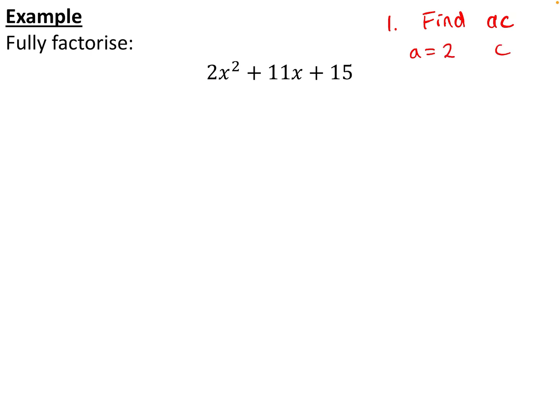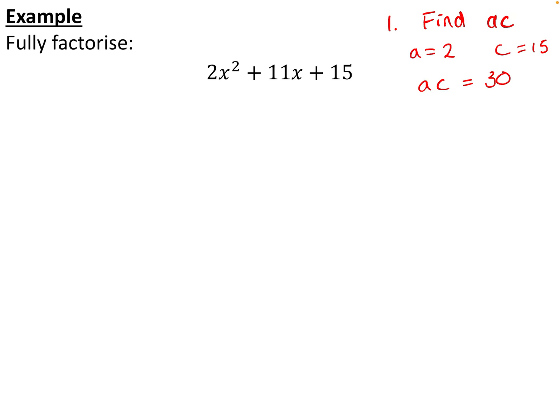And I also need to know what C is. C is that number on the end. It isn't a coefficient, it's a constant. Okay, C is equal to 15. Now these numbers are both positive, so I'm not going to write the signs down because a number without a sign is assumed to be positive. So finding AC, AC is equal to 30. So that's step 1 done.